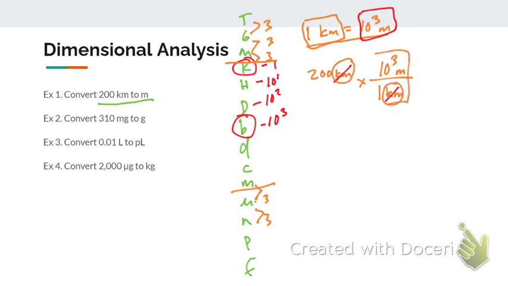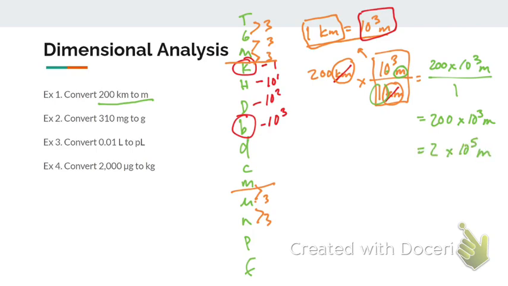And where did I get this? Well, this comes from my conversion factor. Then my units will be left in meters. So if you look, the only remaining units that cross cancel the kilometers is meters. I just have to do the math. 200 times 10 to the third meters, and then it's all over 1, right? Because here's your 1. We know that to just be 200 times 10 to the third meters. 200 is not a good coefficient for scientific notation, so it'll end up being 2 times 10 to the 5th meters. All right.